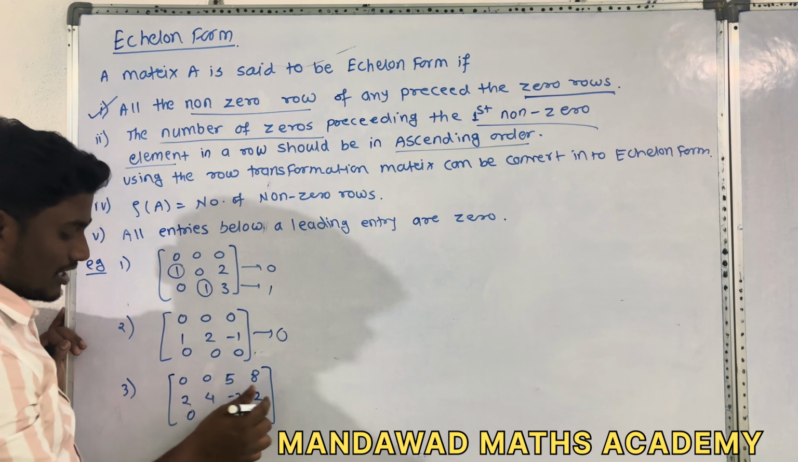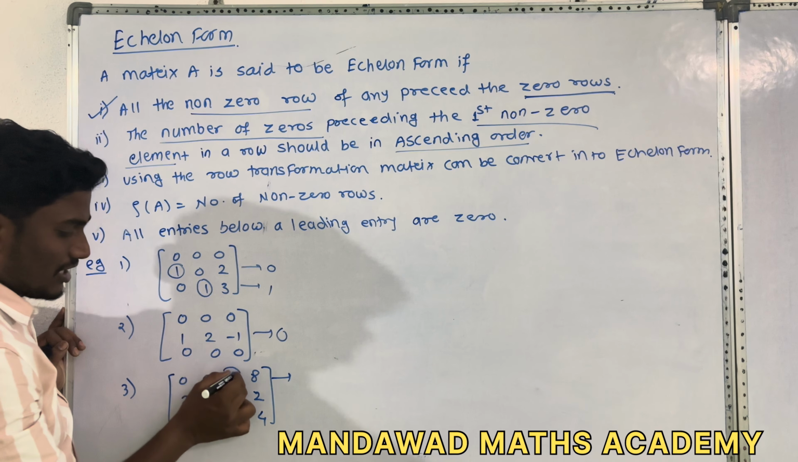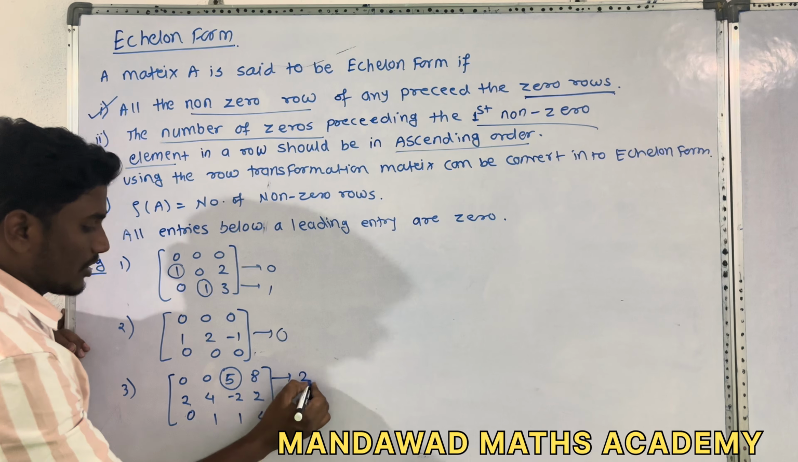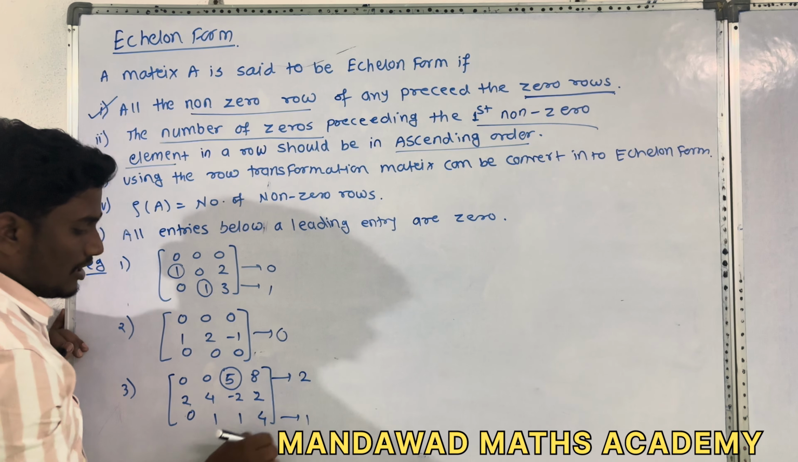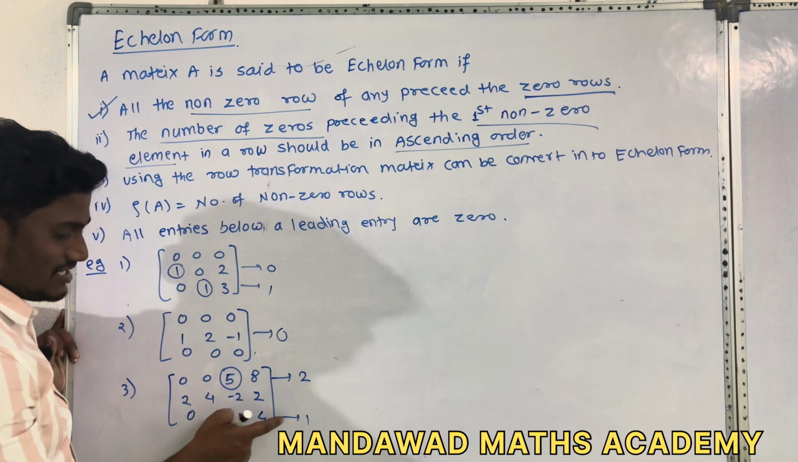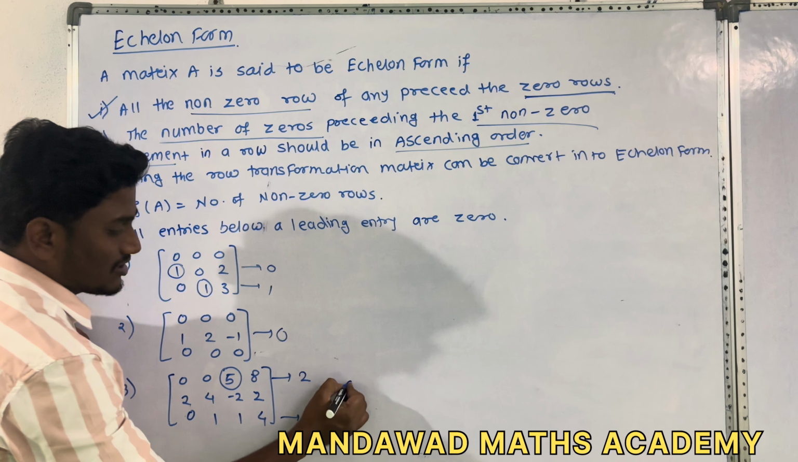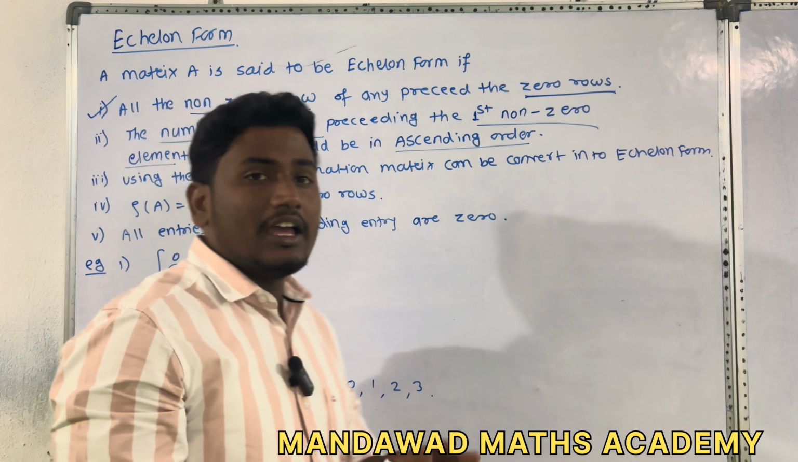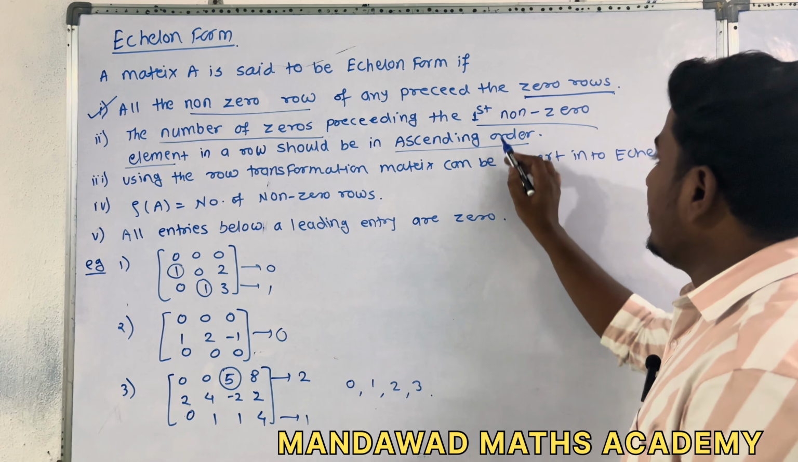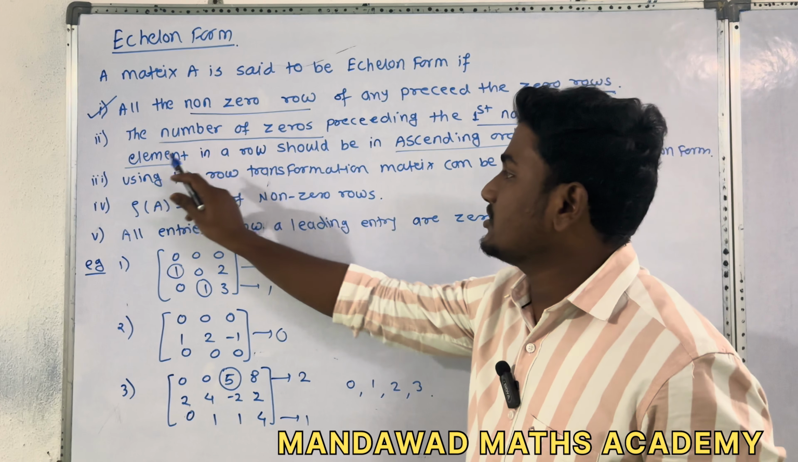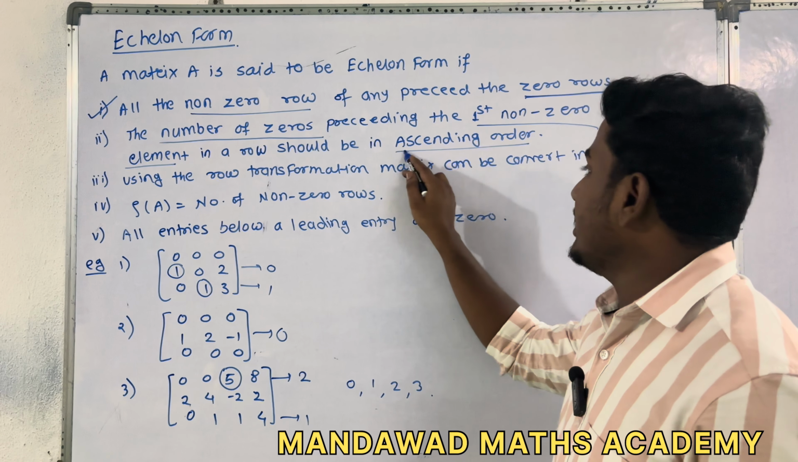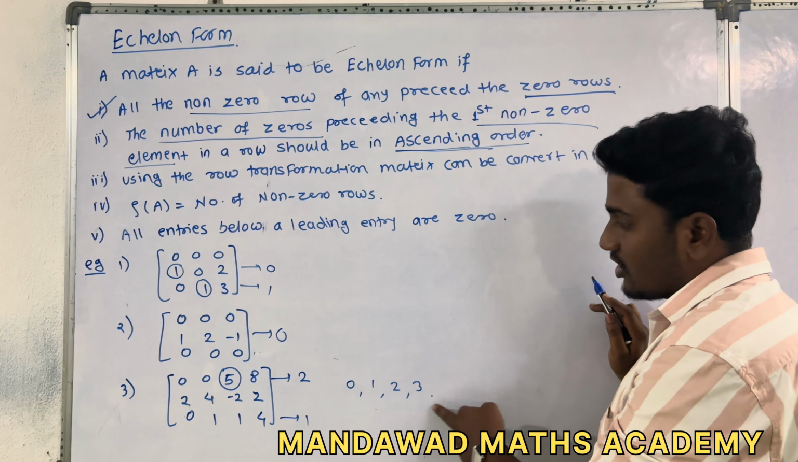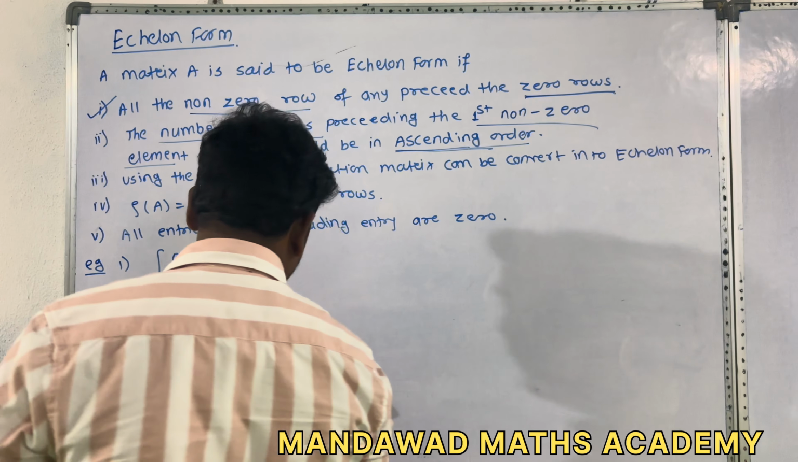What about this one? How many zeros are here? This is a non-zero leading element. How many zeros? 1, 2. Here it is 1. So this is in the wrong order. You can arrange this in ascending order, meaning first 0, 1, 2, 3 like that. You count the number of zeros before the first non-zero element, and that count should be in ascending order, meaning we take the lowest first, then increasing.